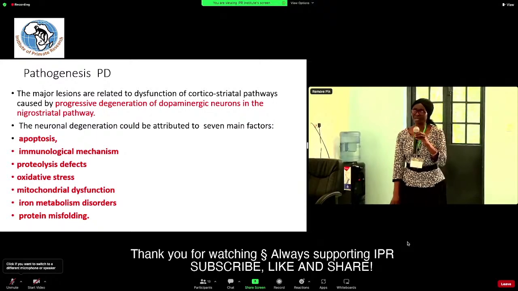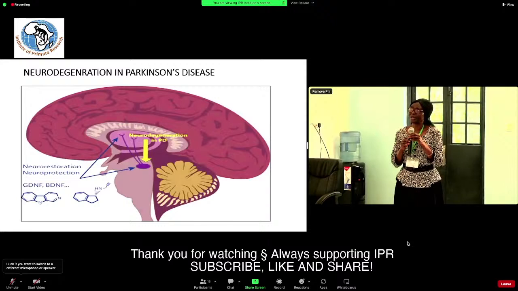Next. So again, I think this is very familiar to you, just to show the particular area where we have the lesion that leads to Parkinson's disease.